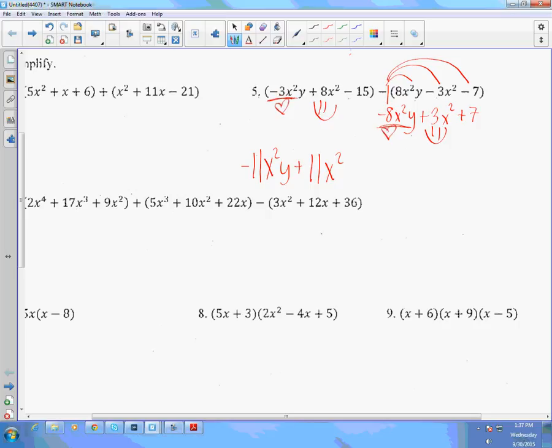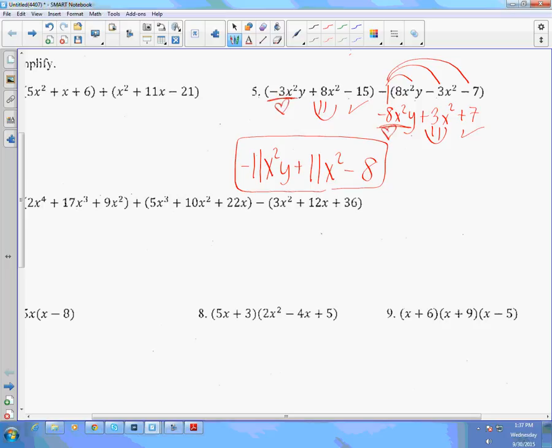Okay, what about our linear terms? Excuse me, not linear, constant terms. Negative 15 plus 7. Okay, and it's ordered from the greatest degree: the third degree, then our quadratic, and then our constant term.